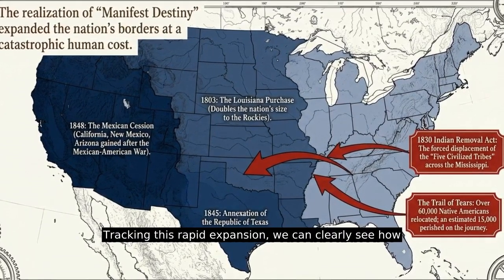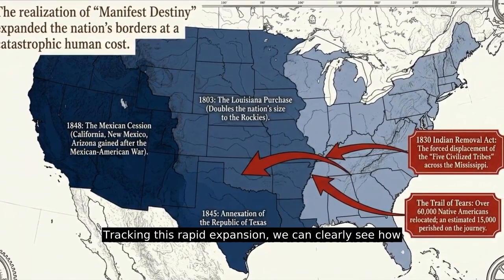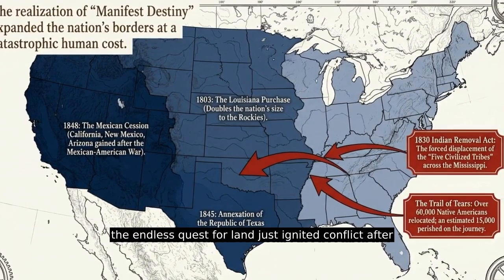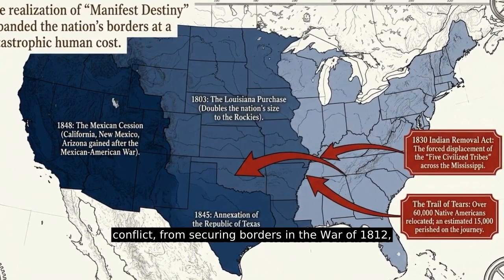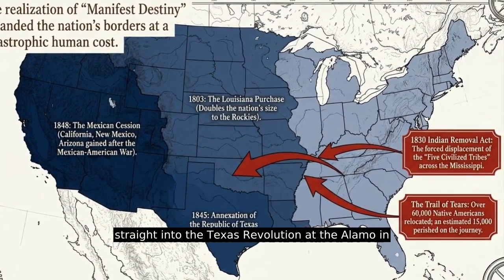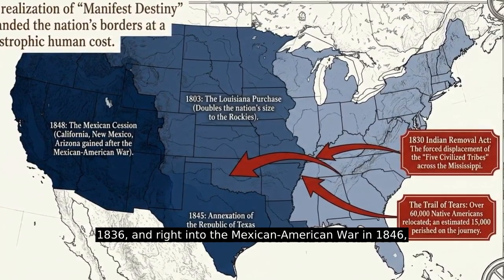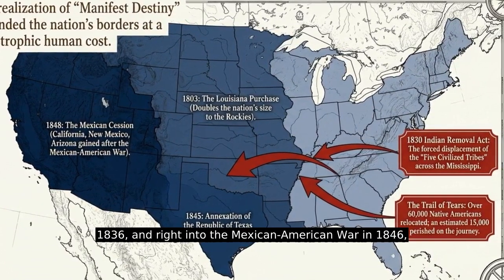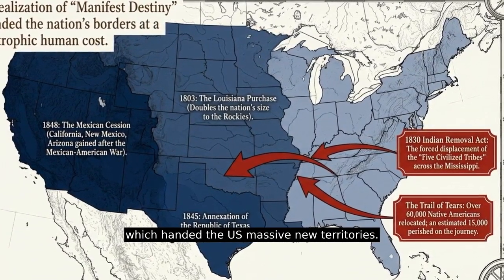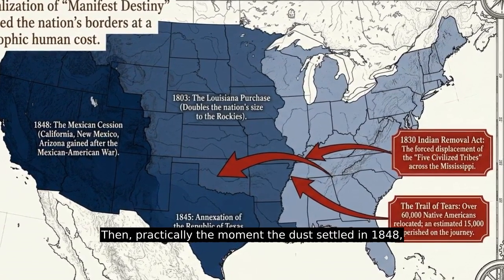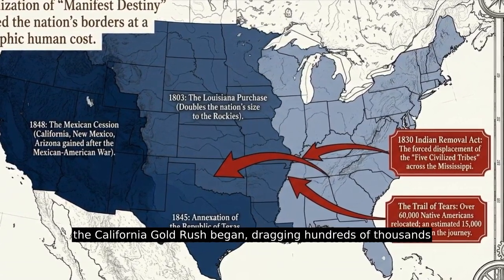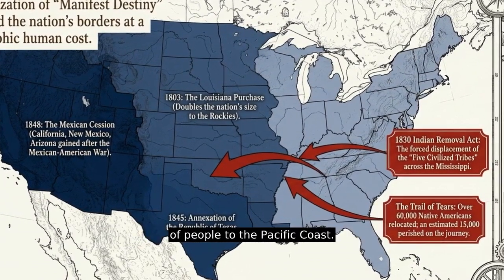Tracking this rapid expansion, we can clearly see how the endless quest for land just ignited conflict after conflict, from securing borders in the War of 1812, straight into the Texas Revolution at the Alamo in 1836, and right into the Mexican-American War in 1846, which handed the U.S. massive new territories. And then, practically the moment the dust settled in 1848, the California gold rush began, dragging hundreds of thousands of people to the Pacific coast.